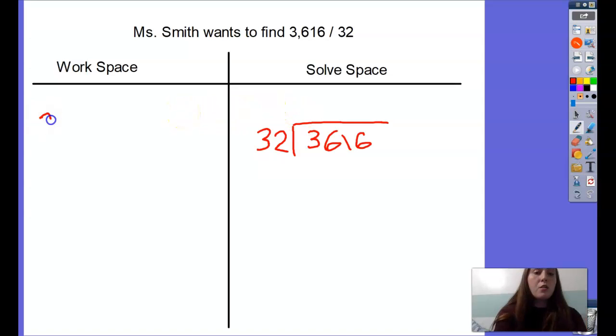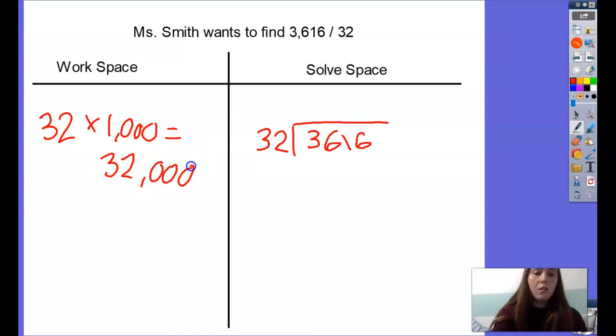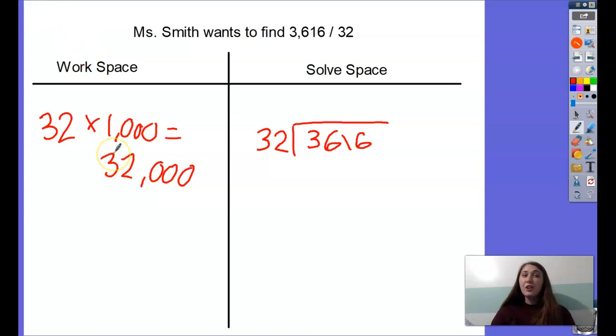So I start and do 32 times 1,000, which gives me 32,000. Now I need to look and see, can I subtract 32,000 from my 3,616? No, I know that's way too big. I cannot do that. So I need to go down a place value. So I then go down a place value. So from thousands, it goes to hundreds.